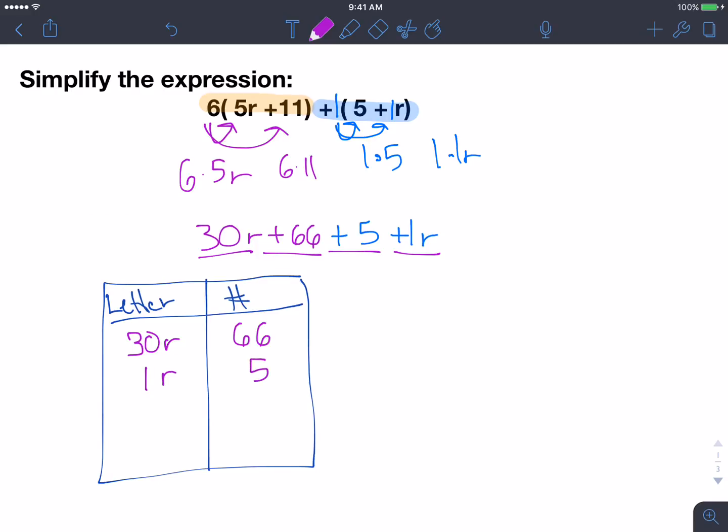Now all I have to do is combine these together. And remember, combine means to add. So I have 31R, and I have 71. So then I have my final answer because I cannot combine 31R and 71.